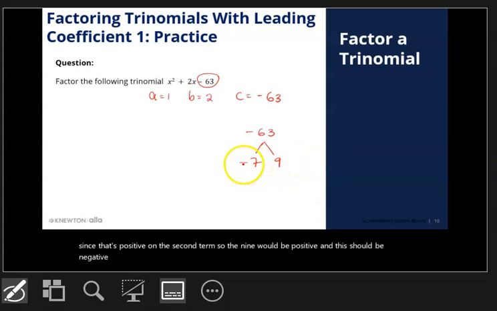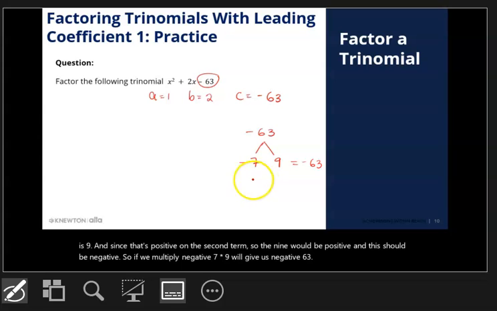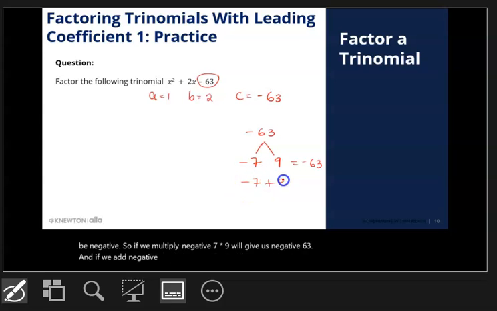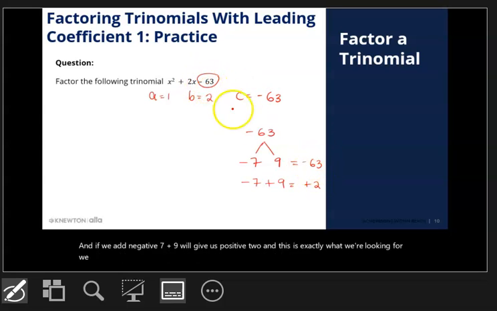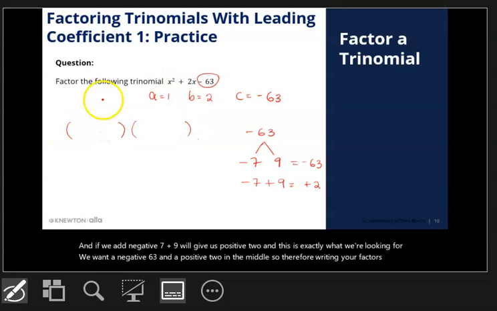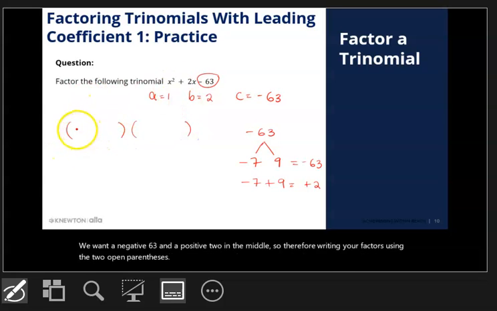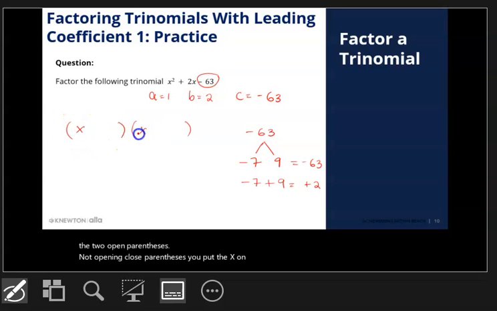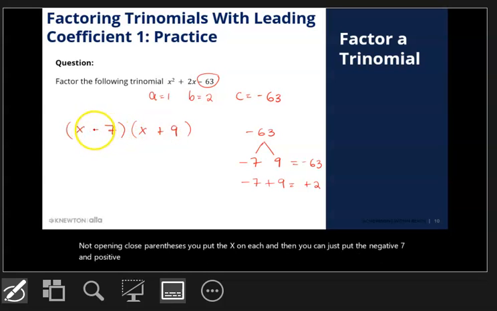So if we multiply negative 7 times 9 will give us negative 63. And if we add negative 7 plus 9 will give us positive 2. And this is exactly what we're looking for. We want a negative 63 and a positive 2 in the middle. So therefore, writing your factors using open and close parentheses, you put the x on each, and then you can just put the negative 7 and positive 9. If you put positive 9 first and then negative 7 next, that's okay. It can be interchanged because it's multiplication.